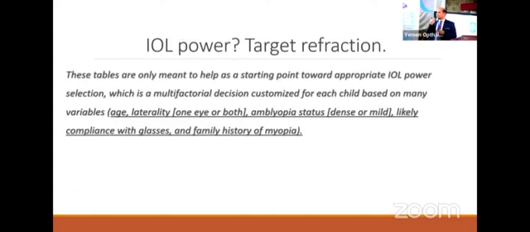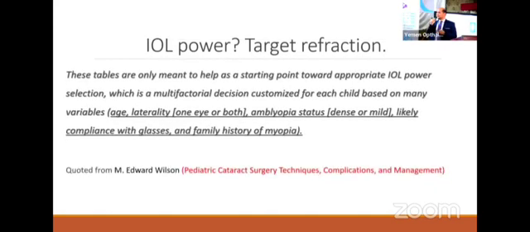Okay. This is something quoted from Edward Wilson, Pediatric Cataract Surgery book. He said these tables are only meant to be a help, a starting point toward appropriate IOL power selection, which is a multifactorial decision and customized for each child based on many variables: the age, laterality, amblyopia status, likely compliance with glasses, and family history of myopia. All these factors will help you to decide what is the target refraction for the child.